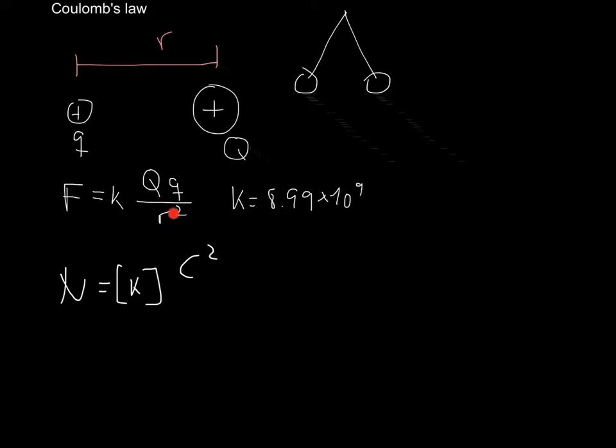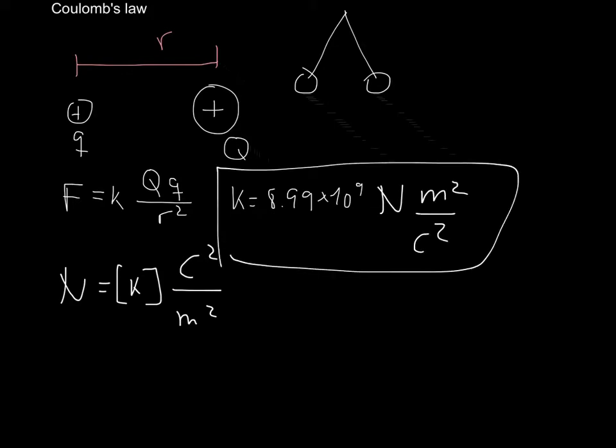And then here we have meters, right? So we have meters squared. So something times coulomb squared divided by meter squared has to give me a newton. What can this something be? Well, obviously newton, so that I can get the newton here. And then I need to multiply by meter squared so that I get rid of this, and divide by coulomb squared so that I get rid of that. So newton meter squared over coulomb squared. And this is the value for k.